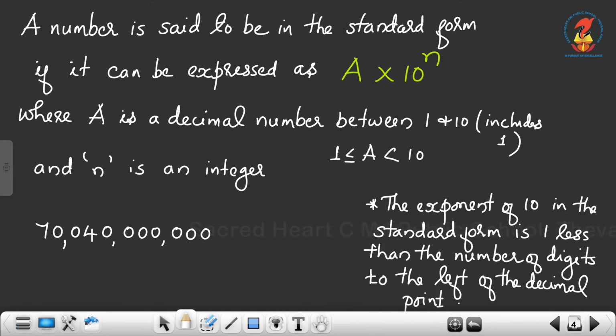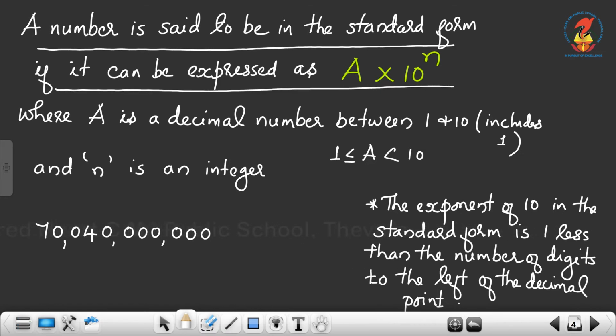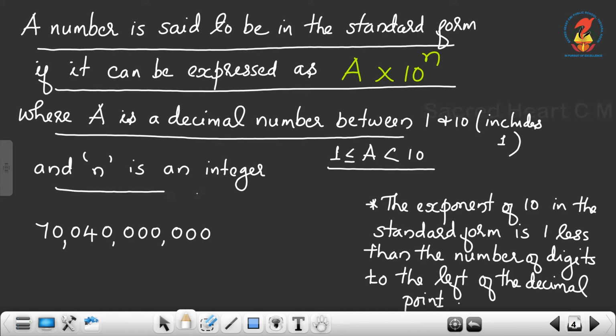So, look at that. A number is said to be in the standard form if it can be expressed as a into 10 raised to n, where a is a decimal number between 1 and 10, which includes 1. So 1 less than or equal to a less than 10. So the number should be a decimal number and it should be between 1 and 10, which includes 1. And n is an integer.